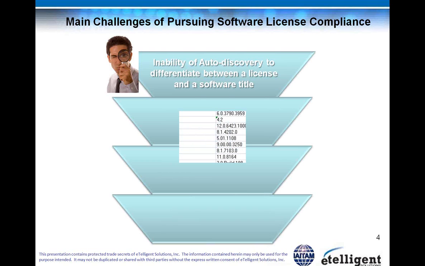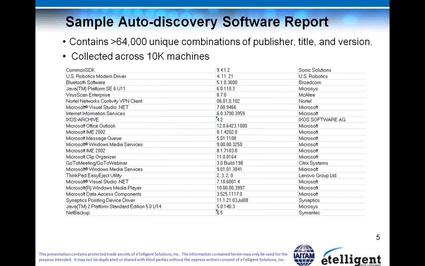Because what you get back from auto-discovery is a list of every executable piece of code on every machine in the environment, whether or not it requires a license, and whether or not it's part of something else. And this is an actual example. This is actual auto-discovered information. It was collected in an environment of about 10,000 machines, and it yielded greater than 64,000 unique combinations of publisher, title, and version. That's over 1,000 pages of information.